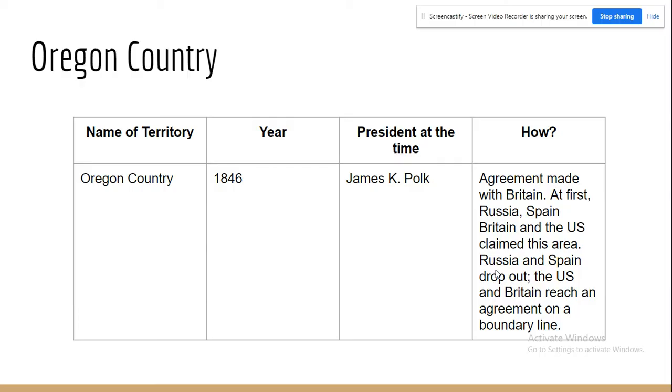So the United States and Britain are claiming Oregon Country, and they actually end up reaching an agreement where they decide what the boundary line is going to be, because you have British Columbia and Canada, which is just north of Washington state, and Washington state is part of Oregon Country. So in 1846, the United States is going to reach an agreement with Britain. It's going to establish that boundary line between the United States and then British Columbia.